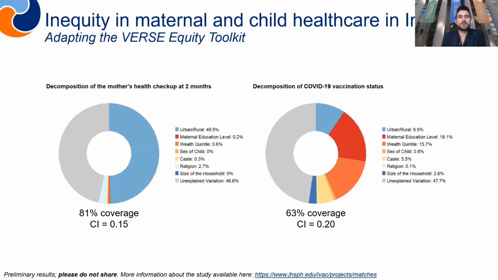You see that urban-rural eats up a large majority of the variation in inequity that's observed for whether or not the mother gets a health checkup at 2 months, but COVID-19 vaccination status for mothers is driven primarily by education level, as well as the influence of socioeconomic status, with urban and rural factoring in less than 10% compared to 50% of inequity. So just to show how we can see some of the differences and correlates with the observed inequity to see what might be the source of the problem.